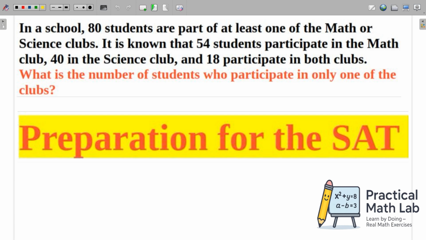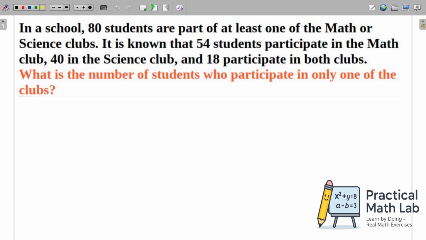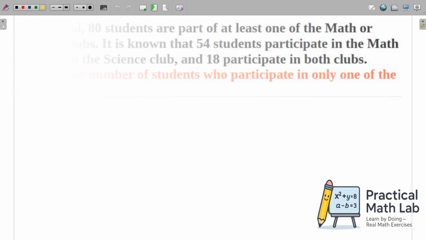At a school, 80 students are part of at least one of the math or science clubs. It's known that 54 students participate in the math club, 40 in the science club, and 18 are in both. What is the number of students who participate in only one of the clubs?